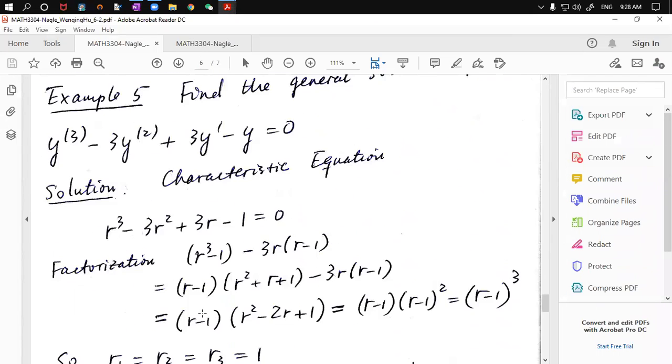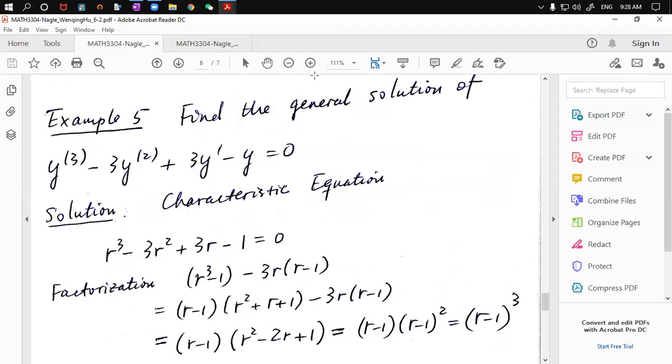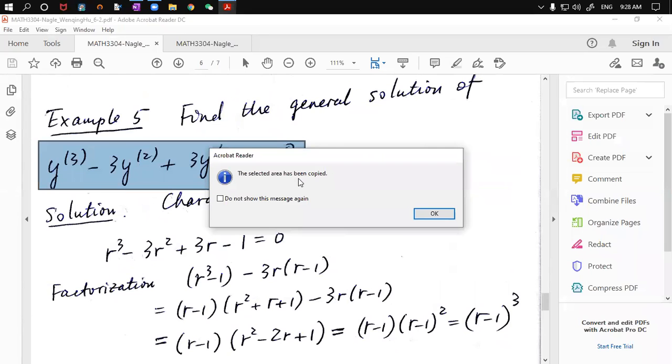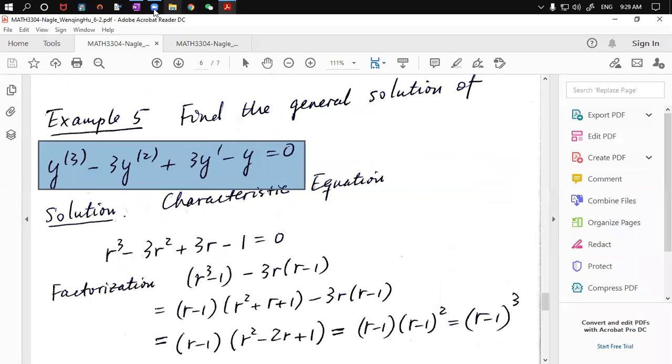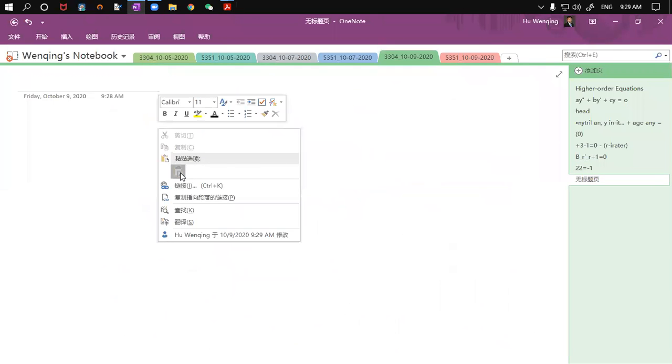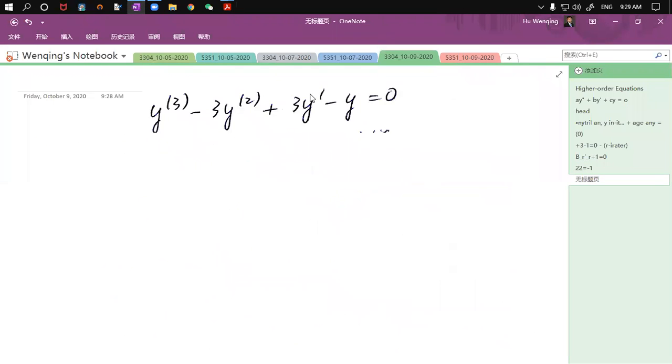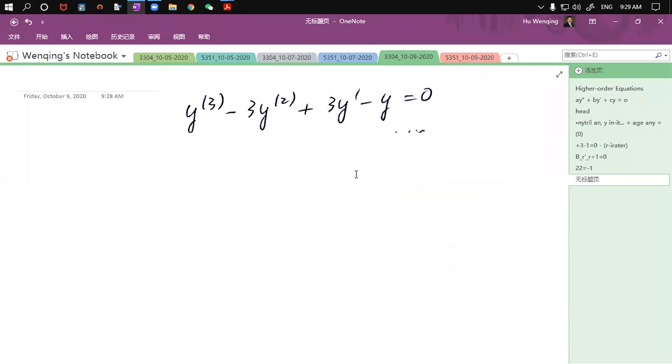What about this question? Can you find a general solution of this equation? Now we have a third order equation. So we're going to have this equation, and it looks something like this. Then how are we going to deal with it?